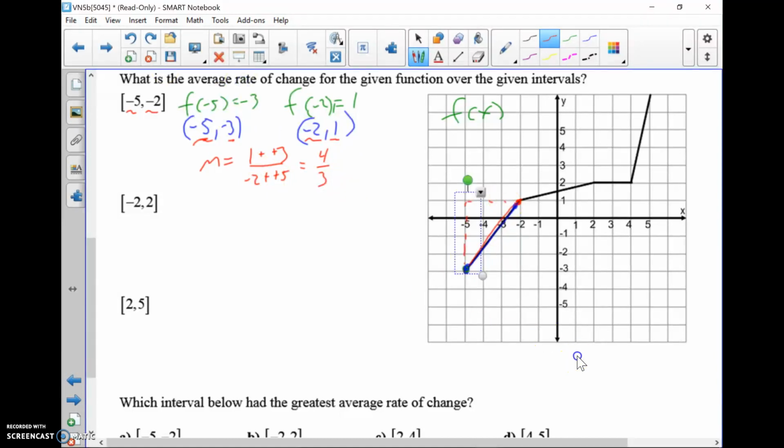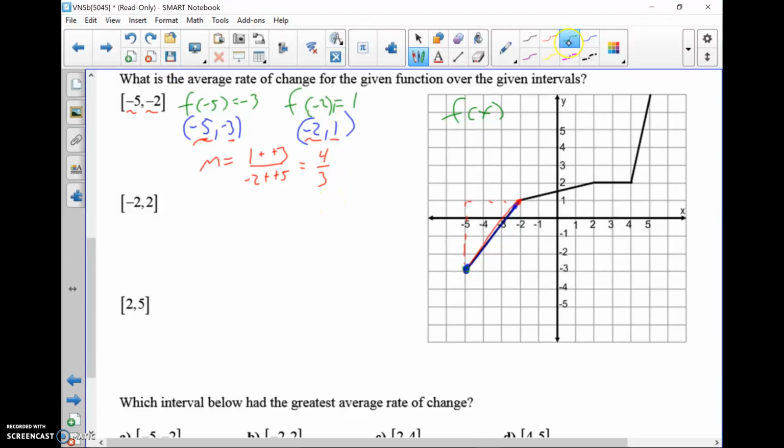But you might not always have a graph. You might have an equation instead of a graph, so you want to know how to do it with the slope formula. But the average rate of change for this is 4 over 3. Meaning the y value is increasing by 4 as the x value is increasing by 3. So this is telling me that the y is increasing faster than the x is increasing. So the rate of change is 4 over 3.